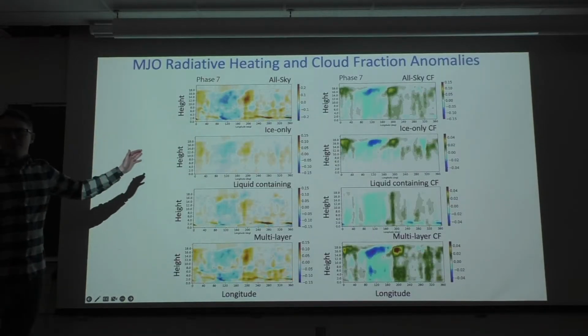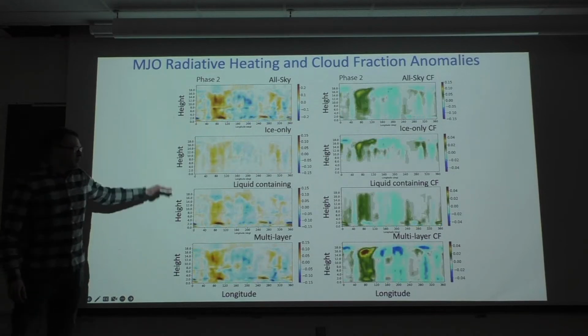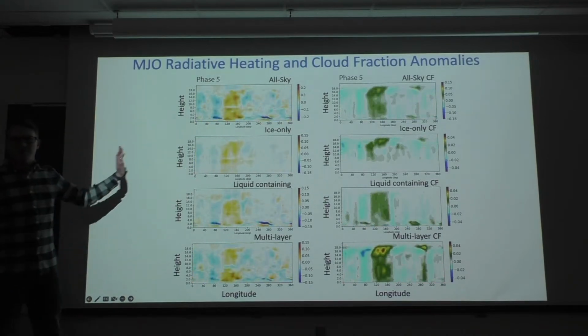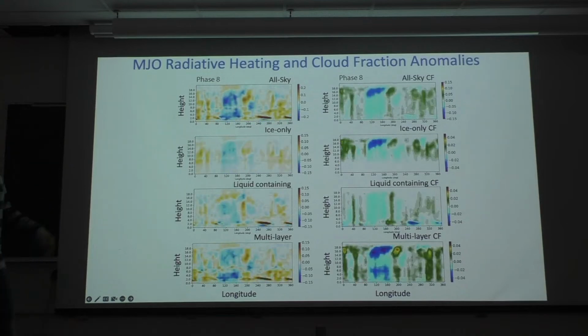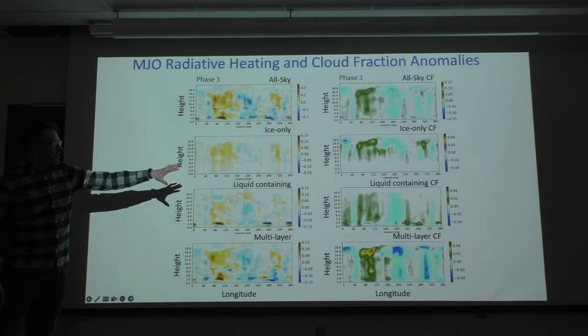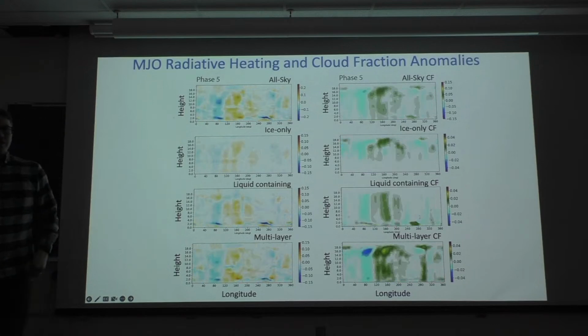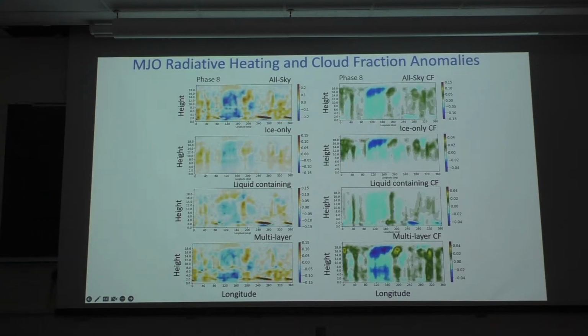We can take that same signal and dissect it again by individual cloud types. And here's a fun animation showing the individual cloud types and their cloud fraction anomalies for each individual cloud phase that we'll be using for the model experiments.